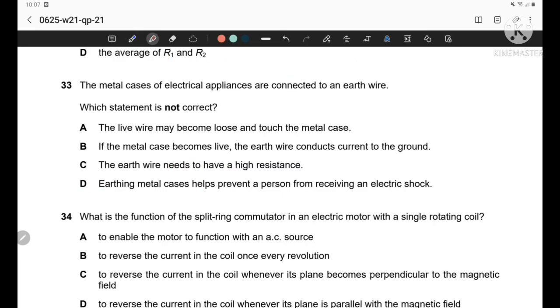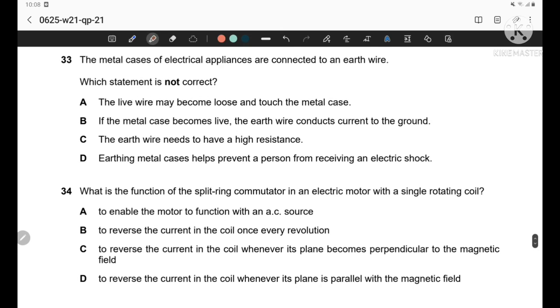Question 33. The metal cases of electrical appliances are connected to an earth wire. Which statement is not correct? Option A says the live wire may become loose and touch the metal case. Yes, so in such cases, to prevent electric shock, we can connect to an earth wire. Option B says if the metal case becomes live, the earth wire conducts the current to the ground.